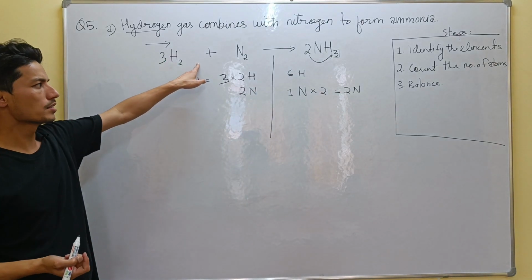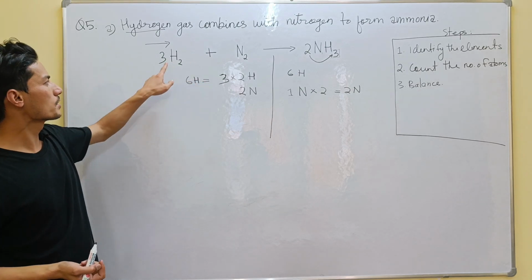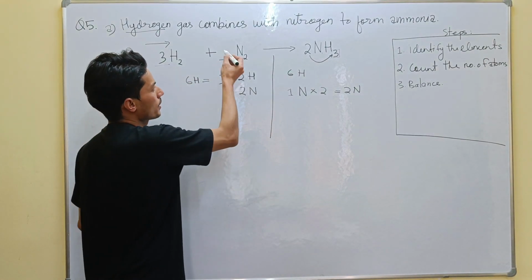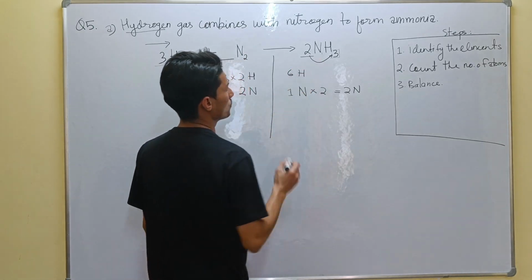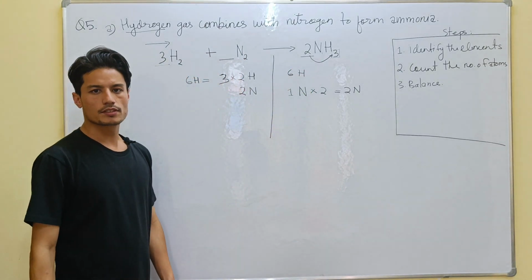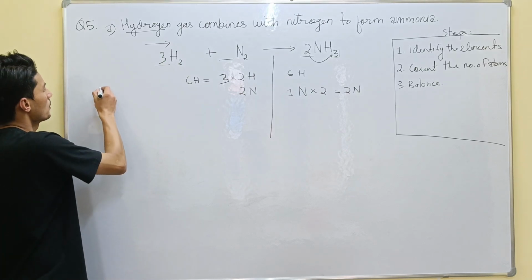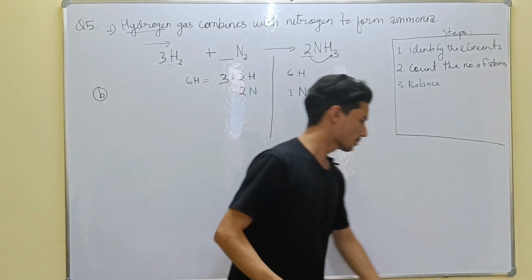So this is balanced. So the balanced chemical equation is: we were to write 3 here. We don't need to write any number here. And this number 2. Alright. I hope it is clear. Now we go to the next question, question number B. What is question number B?